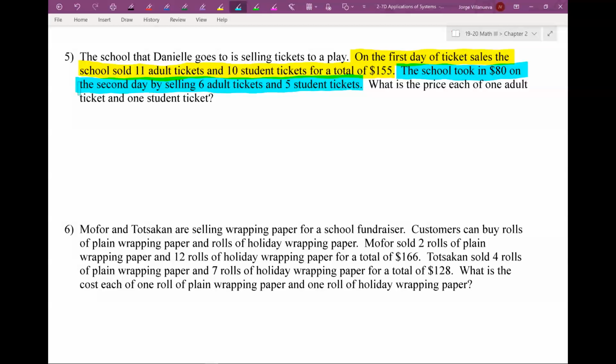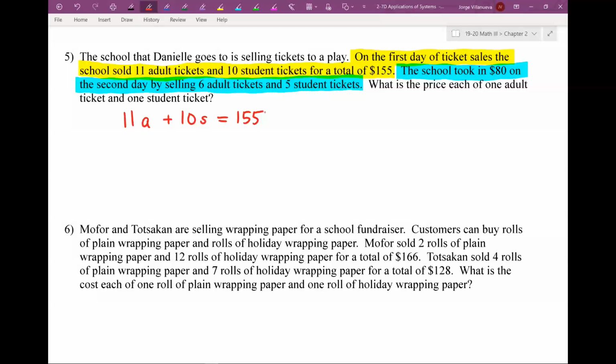The one in yellow says, on the first day of ticket sales, so who cares which day it is? It says they sold 11 adult tickets. Let's say adult tickets, we're going to call it the letter A. And 10 student tickets. We'll call that the letter S, or if you don't want to use an S, you can use a letter T or K for kids, whatever you want. But they say for a total of. Now the word total means you should be adding stuff together, and it equals 155. So this is what my first equation looks like: 11A plus 10, I'll use S, equals 155. There it is. 11 adult tickets plus 10 student tickets is going to be $155 total.